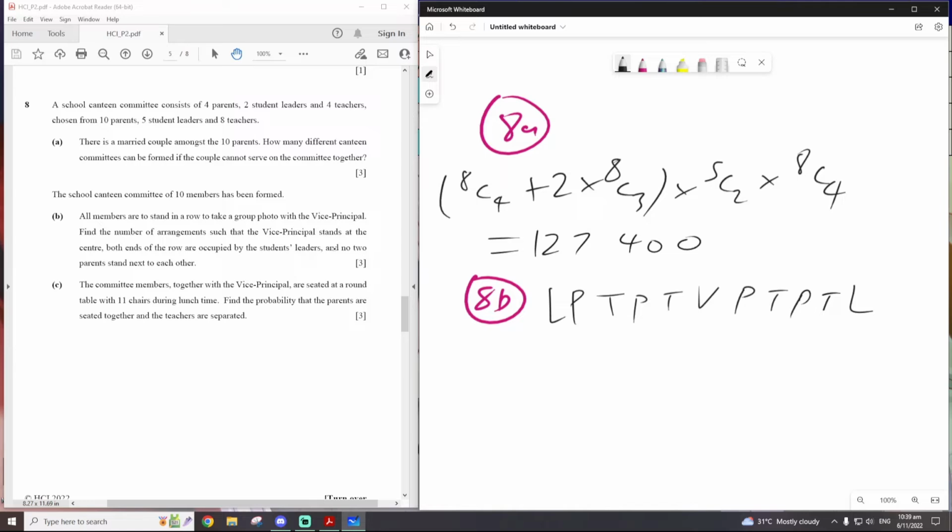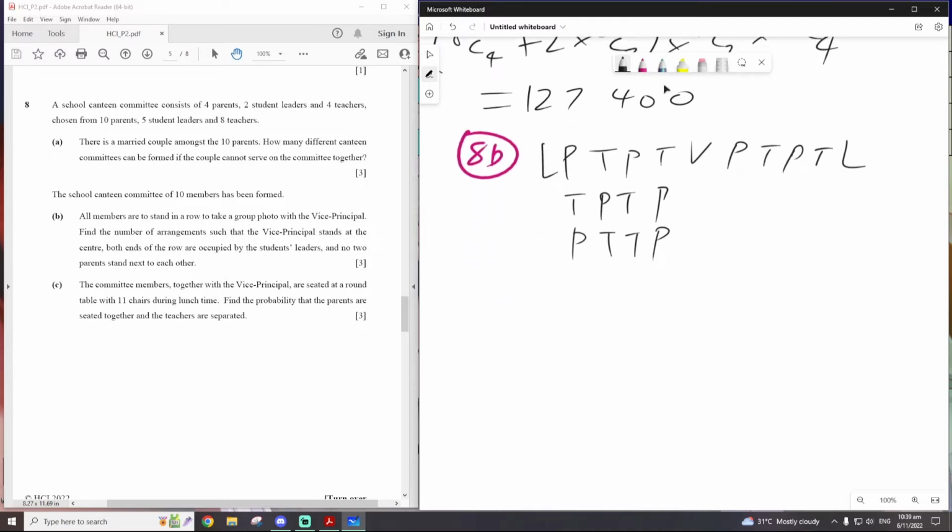For each one, I can put teacher, parent, or the parents just need to be separated, right? So I put parent, teacher, teacher, parent. So there's 3 possibilities. So then I do this times 2. But the leaders, you can arrange them. You can also flip them around. So you get 2. And then the vice principal doesn't matter because it's in the center always.